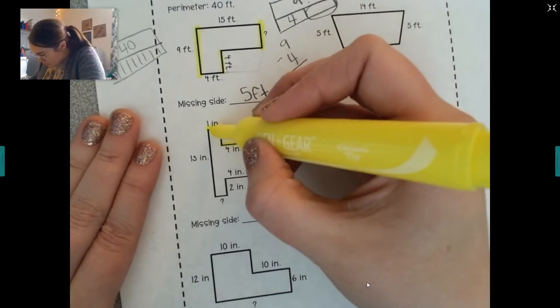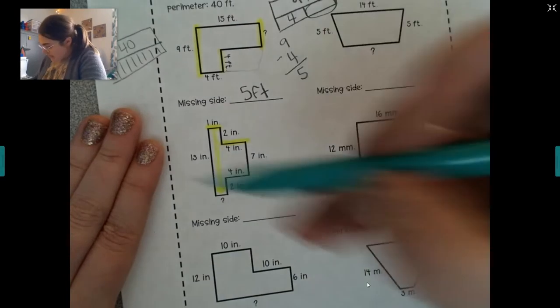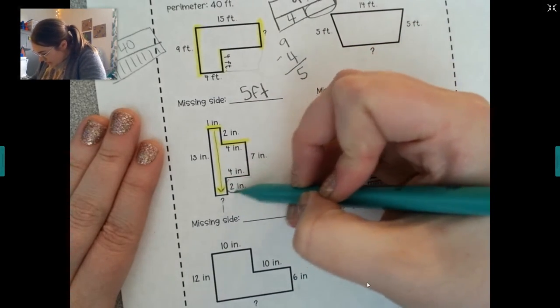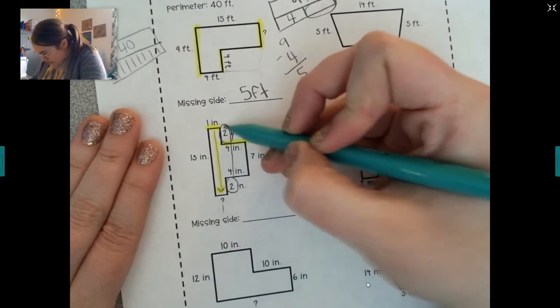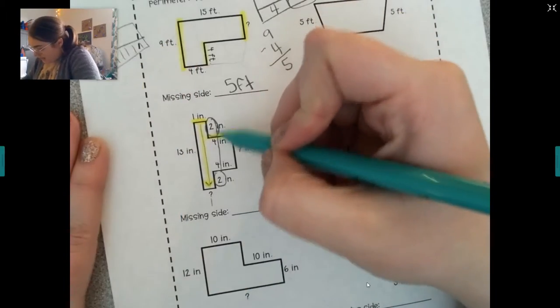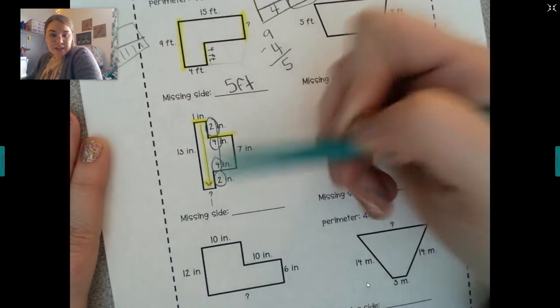So this one, if you look right across, would be 1, right? Right across, it would be 1. This one right here is the same as this one. And this one's the same as this one. They are the same length right across from it.